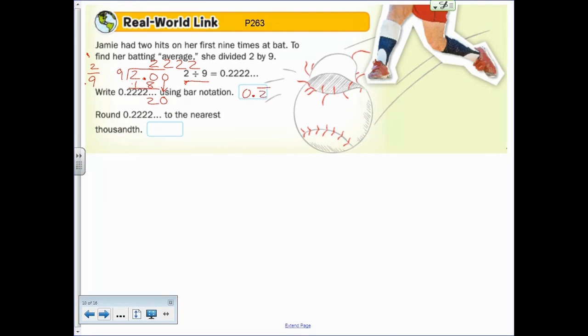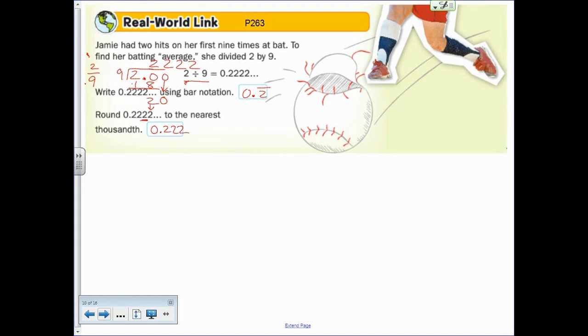Now it says round that to the nearest thousandth. Well, thousandths place. You might want to look at the place value chart on the right-hand side of the room to see that the thousandths place is the third number. If I'm rounding to there, I want to look at the fourth number, the 10,000ths place, and you will find that that 2 doesn't make the third 2 go up. So it would be 0.222.